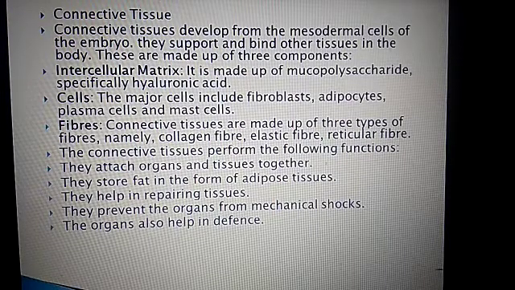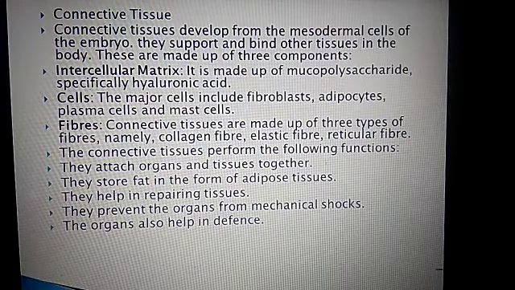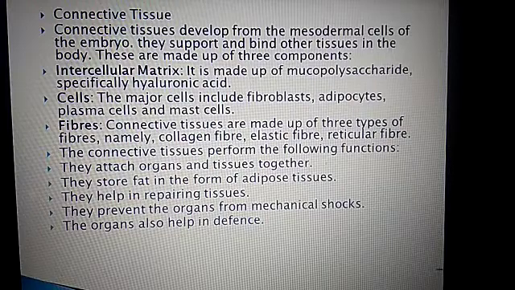The matrix is made up of mucopolysaccharides. The second component is cells. The major cells include fibroblasts, adipocytes, plasma cells and mast cells. The third is fibers. Connective tissue is made up of three types of fibers, namely collagen fiber, elastic fiber and reticular fiber.